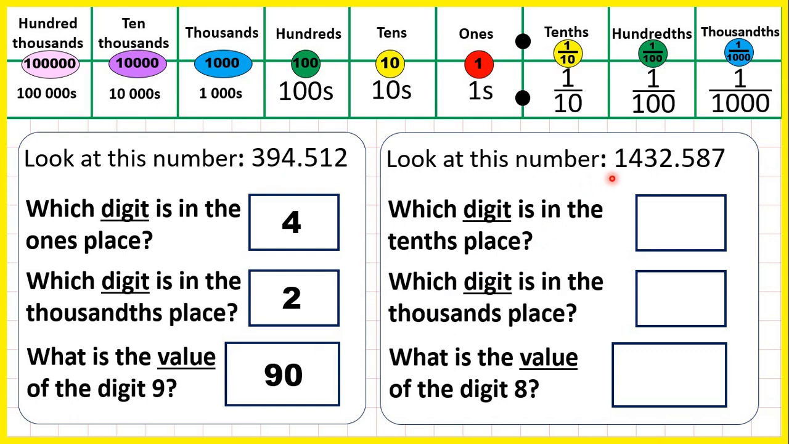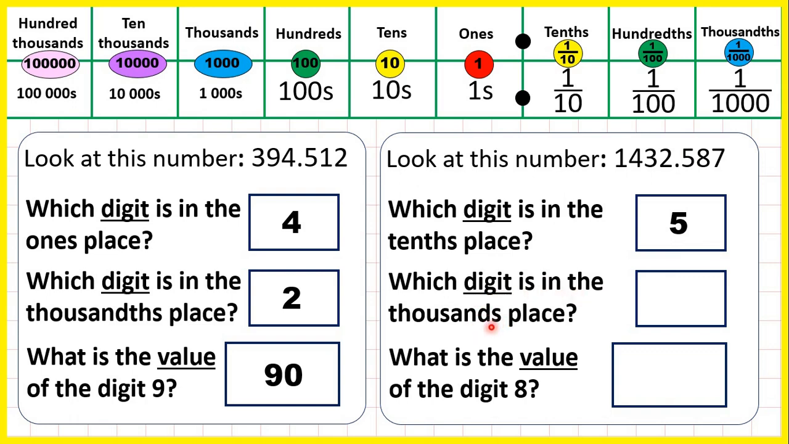Now look at this number. We have 1,432.587. Which digit is in the tenths place? Well, the tenths place value column is always the first digit after the decimal point. So we find our decimal point, and then the first digit after it is a 5, so we have 5 tenths.